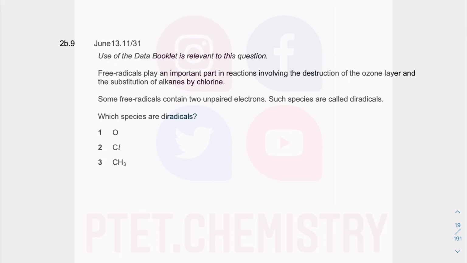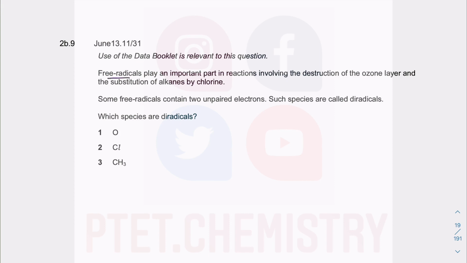In this next question, it's telling you something about free radicals, and free radicals can destroy the ozone layer, and ozone is very important to protect us from the direct UV radiation of the sun. And you will do more of these substitution of alkanes by chlorine in the presence of UV light. You do more of these in hydrocarbon chemistry, in A-level organic chemistry, much later in the course, or if you've done it, then you will know what I'm talking about, right?